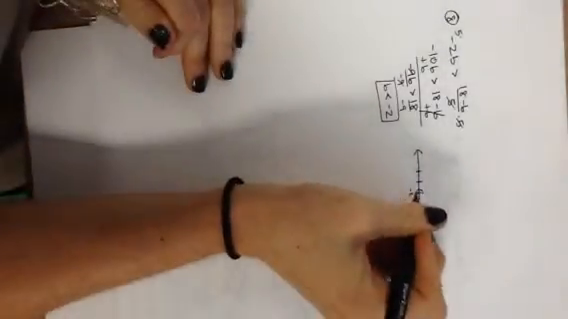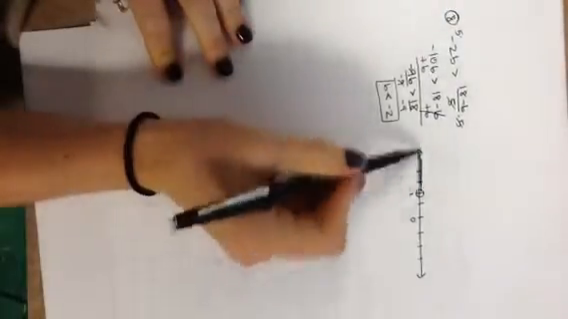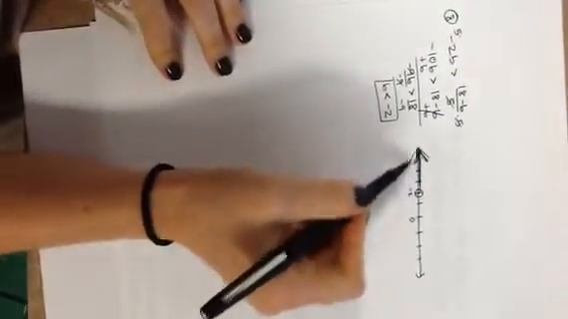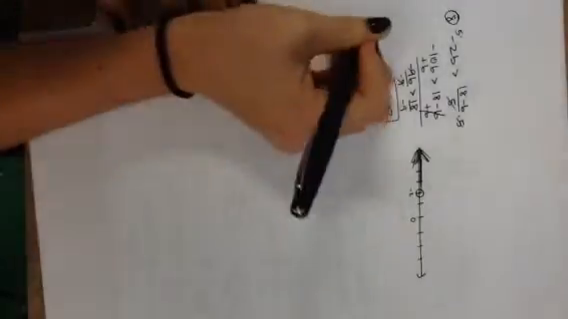Open or closed circle, shading to the left or to the right. So here, because I just have a less than, I'm going to put an open circle. I don't have the or equal to, so the negative 2 is not actually included. And then this is a less than symbol, which means I shade off to the left. So I am shading everything over here to the left. And then that would be my final answer. Number 9.